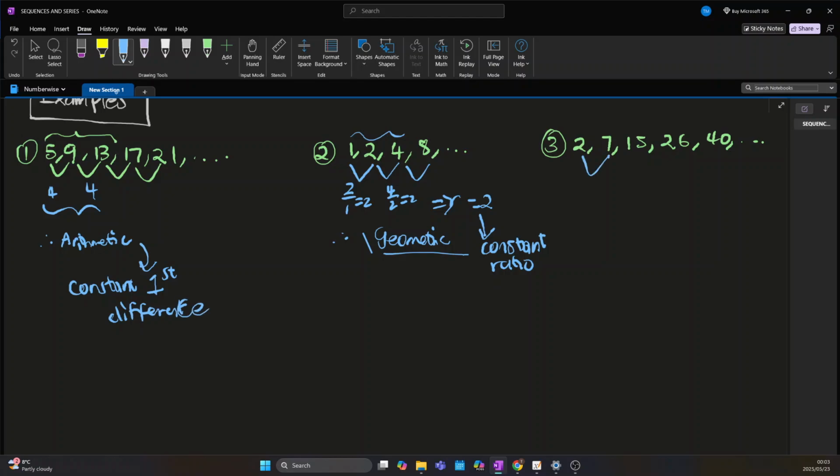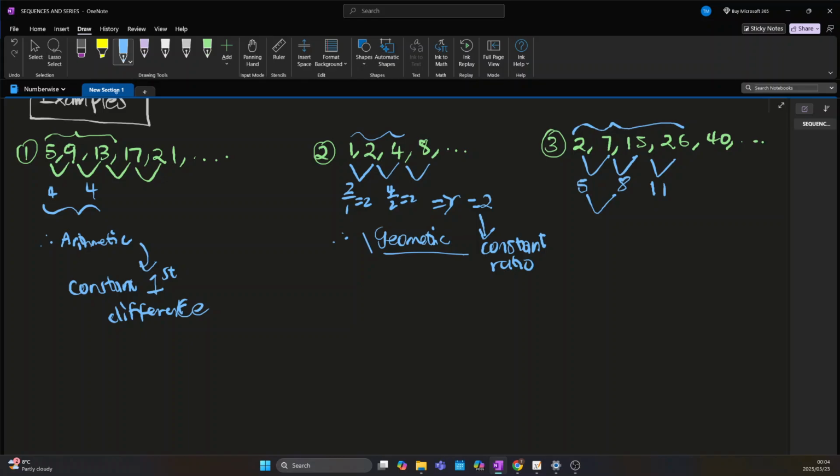And then here we check again. What is the ratio? 7 divided by 2 is not equal to 15 divided by 7. So we now look at differences. 7 minus 2 is 5. 15 minus 7 is 8. And then 26 minus 15 is 11. Since it's 5, 8, it can't be arithmetic, so let's check if it's quadratic. At this point, we're not sure yet.